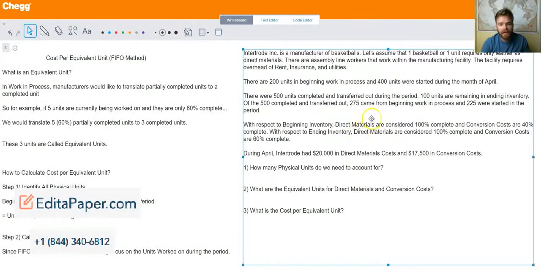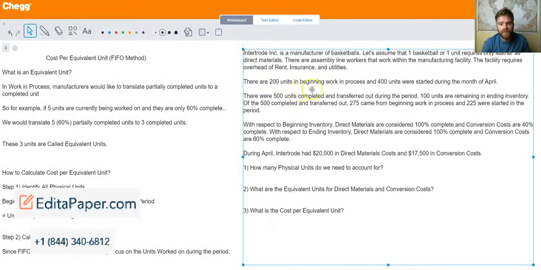On the right side, Intertrode Inc. is a manufacturer of basketballs. So let's assume that one basketball, or one unit, requires only leather as direct materials. There's also assembly line workers that work within a manufacturing facility. This facility requires overhead of rent, insurance, and utilities. So there's materials, labor, overhead.